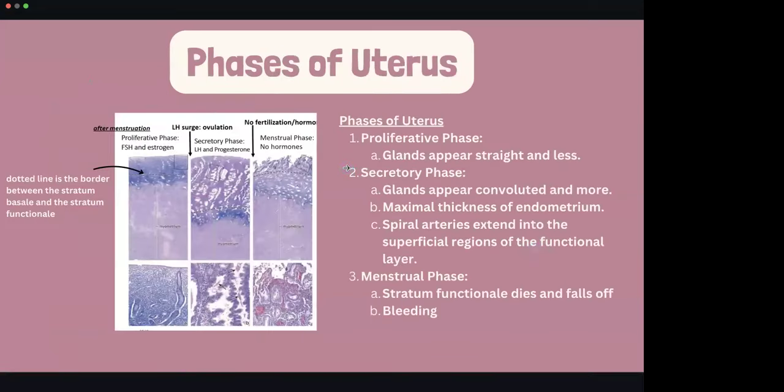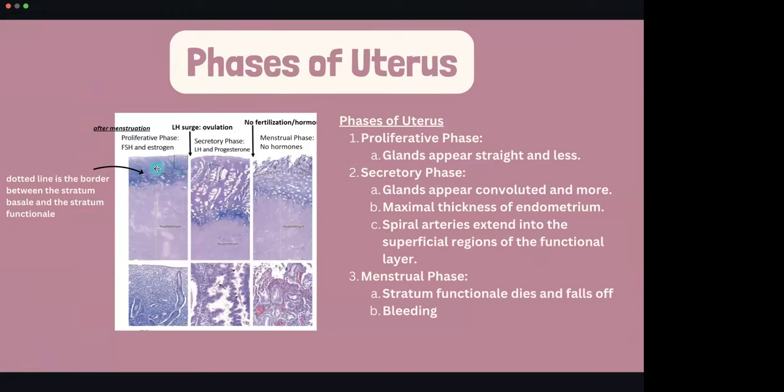Now you have the phases of the uterus. The uterus undergoes three phases. The proliferative phase, where the glands appear straight and fewer. The secretory phase, where the glands appear more convoluted and there are way more glands. If you can see here, this is the proliferative phase, where there's FSH and estrogen right after menstruation. Here, the dotted line is the border between the stratum basale and the functionale.